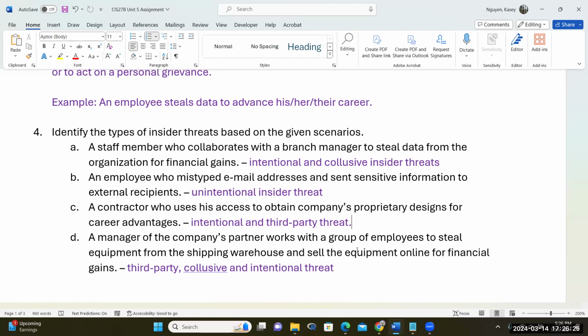So in a case like this, sometimes they would sell equipment online, right? Or through marketplaces, like what you see with social media. And this is a third party, it's collusive and it's intentional.